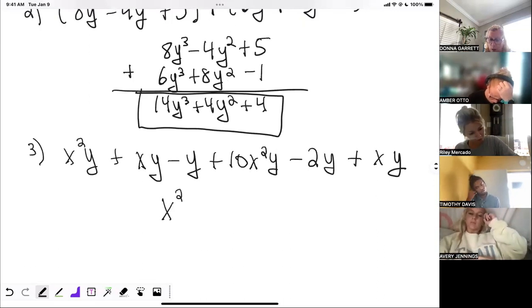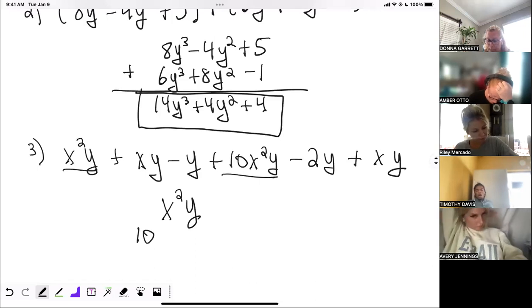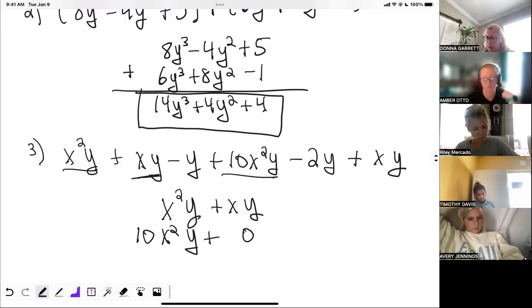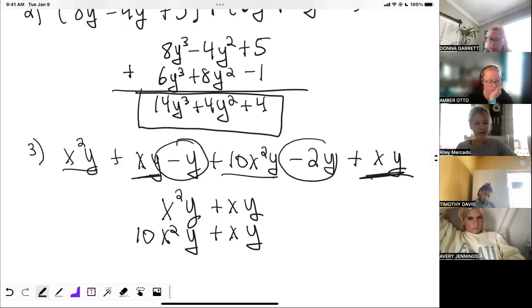So x squared y, and then since we don't have parentheses, I'm just going to look for the other one. So I see these are like terms, so I'm going to put 10x squared y under it. And then I'm going to look at xy. Oh, that's the only one, right? Plus xy. I don't have an xy, so I'm going to put a plus 0. I don't have an xy. Oh, yes, I do. Never mind. It's right here. Another xy. And then I look for my y's, and I have a negative y and a negative 2y.